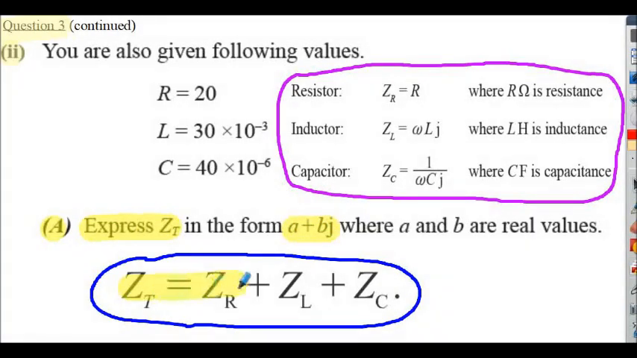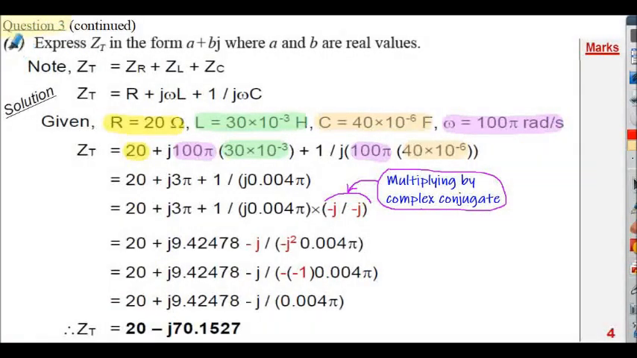Here's the expression we're trying to find for ZT, and we need to use the formula given in the question here. Full work solution shown on the following slide. Question 3, part 2, item A. Here's the full work solution. Need to be careful here because we need to refer to the use of the complex conjugate shown here in the bracket. Again, we've covered this in a previous presentation related to complex numbers.